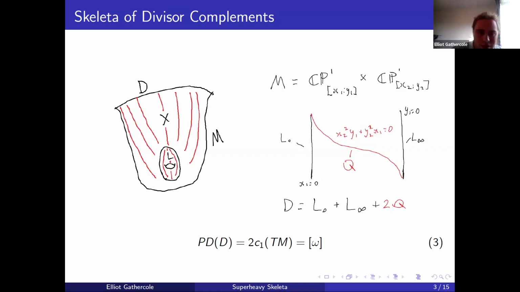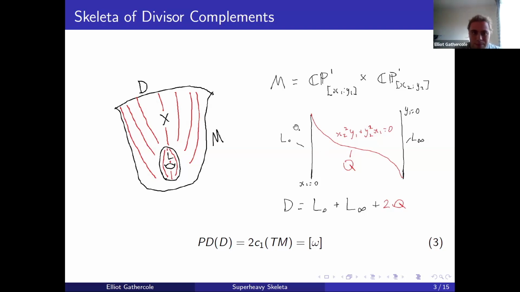And so the example K that I have shown you is the skeleton of such a divisor complement, with the divisor pictured here, this union of 2 (1,0)-degree curves and one (1,2)-degree curve, where in particular one of the curves has weight 2 and the others have weight 1.